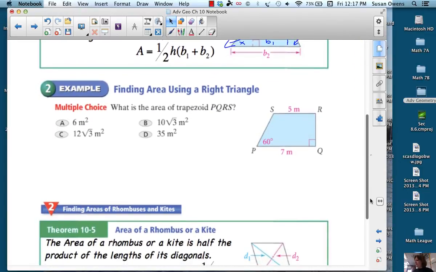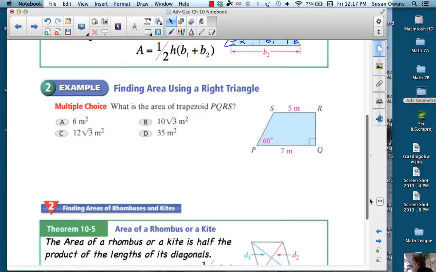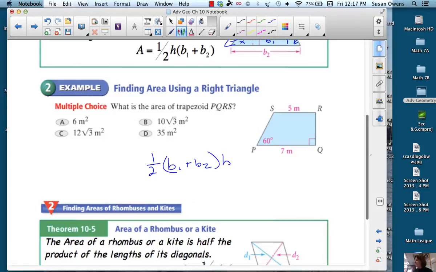Finding the area using a right triangle. So we will have to find parts of trapezoids using trig. So we want to find the area of this trapezoid. We know the formula is 1/2 the quantity base 1 plus base 2 multiplied by the height. Notice my answers involve √3, so this is going to be a special right triangle. Now they give me both bases, that's awesome, but they don't give me the altitude.